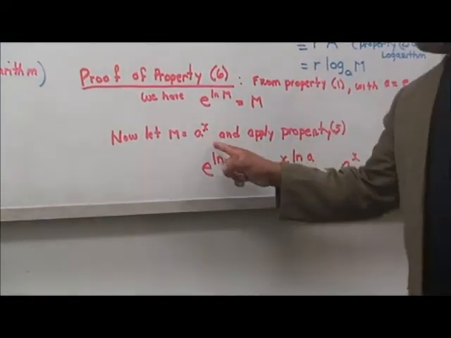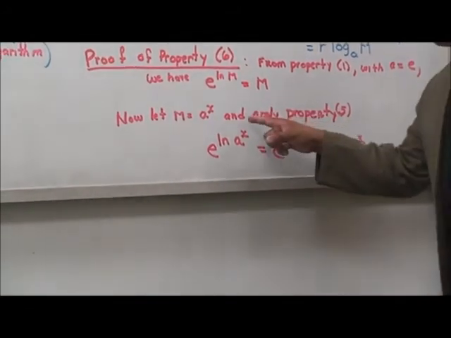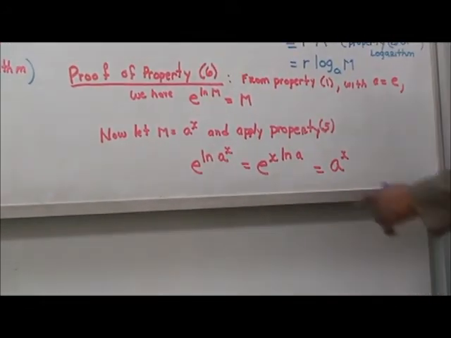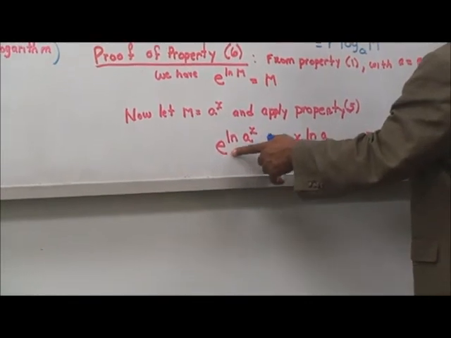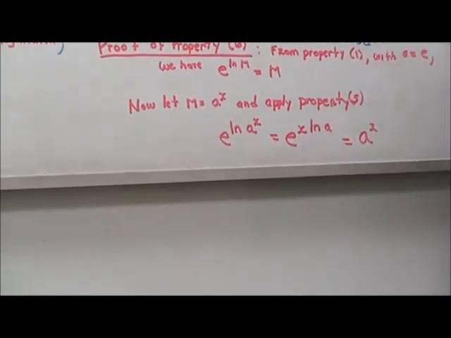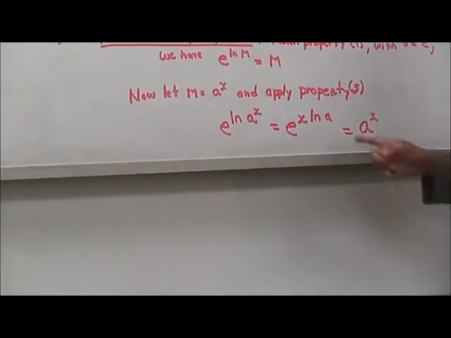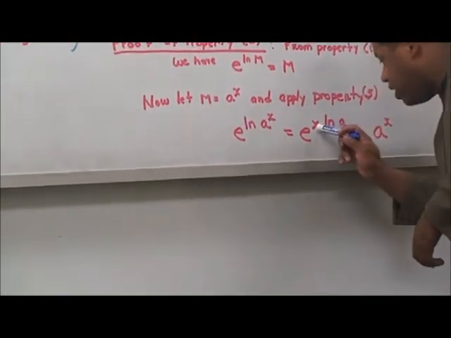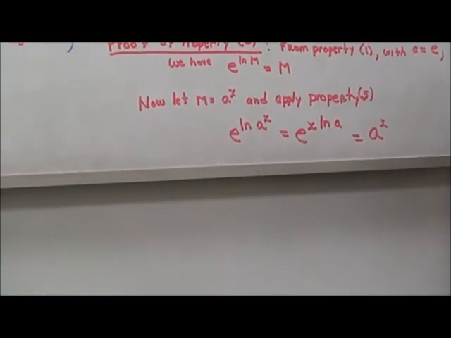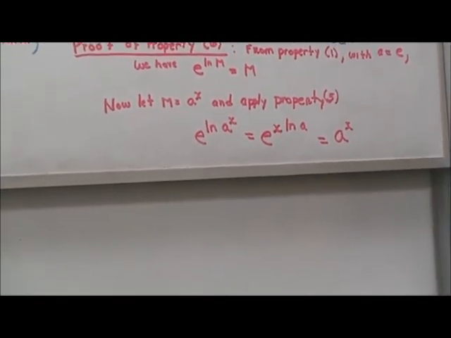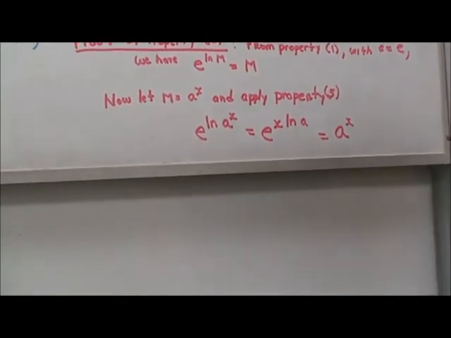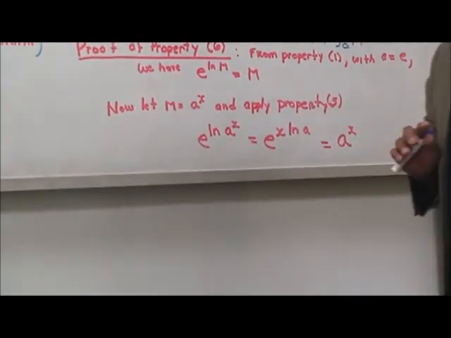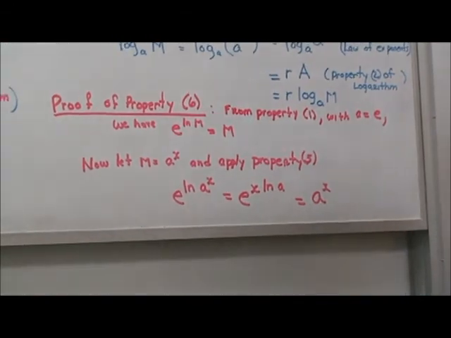So now let m equal a to the x and apply property 5. So here we have e raised to the ln of a raised to the x. We had to bring that exponent x over, don't we? So e to the x times the natural log of a is going to equal a to the x. So this basically covers the proofs of the properties that we were doing a little bit earlier.